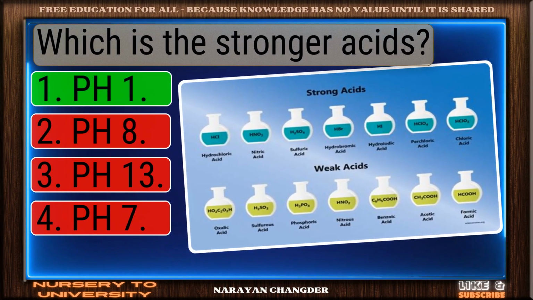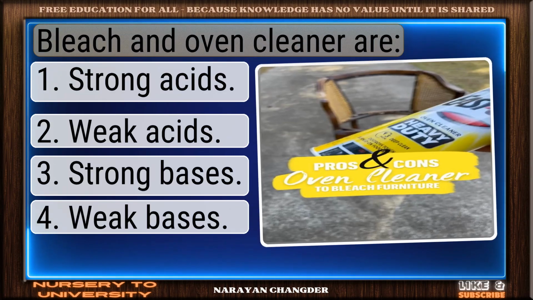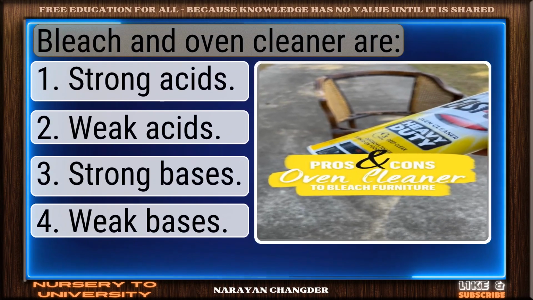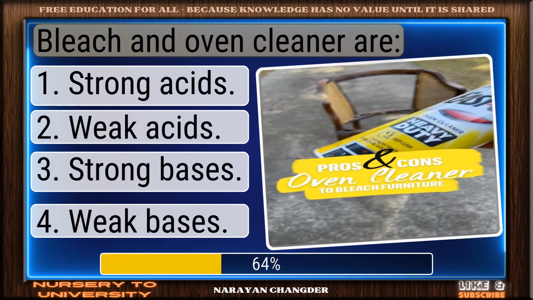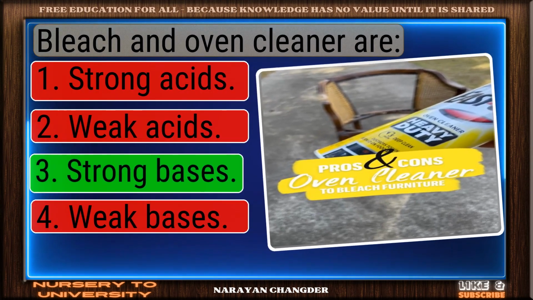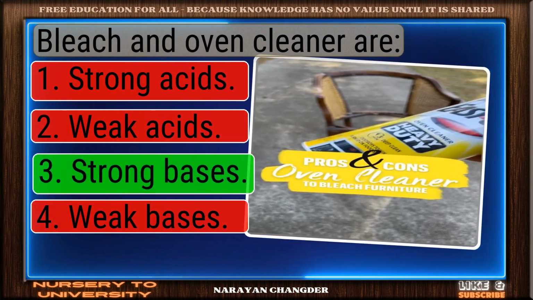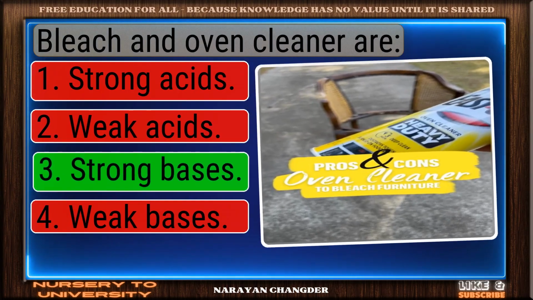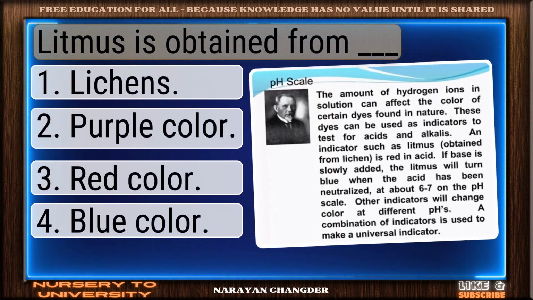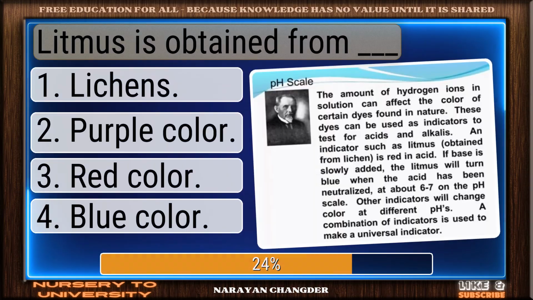Right choice. pH 1 is the best answer. Question number 177. Bleach and oven cleaner are. Solid response. Strong bases is a valid choice. Question number 178. Litmus is obtained from dash.